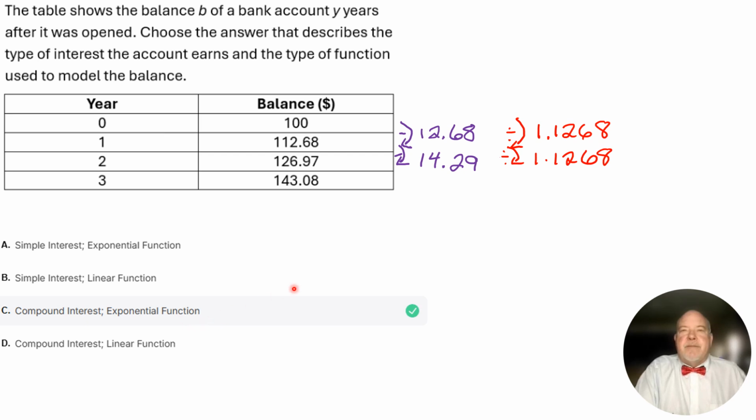So this is compound interest and an exponential function. All right, keep working hard, and you will master the math.